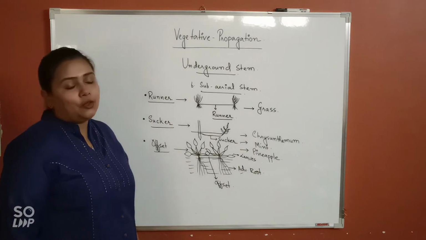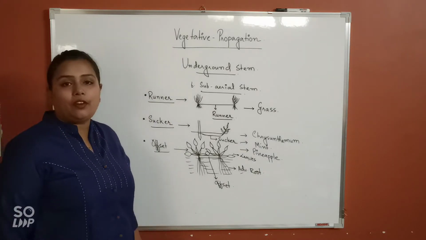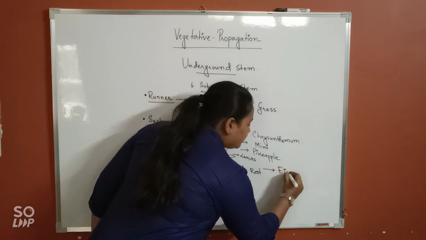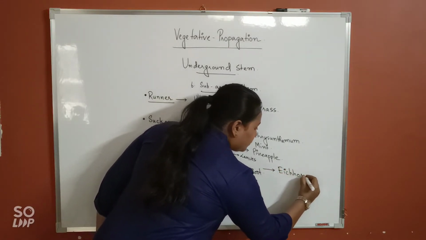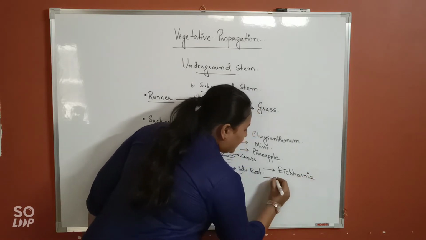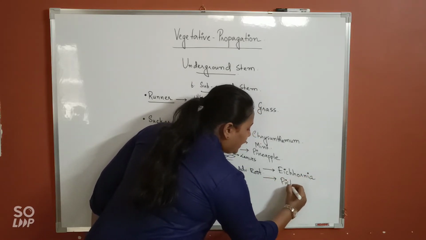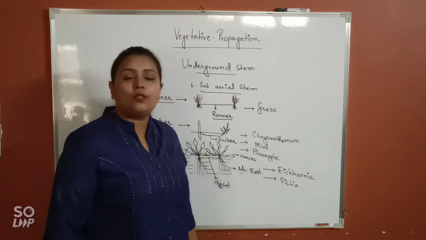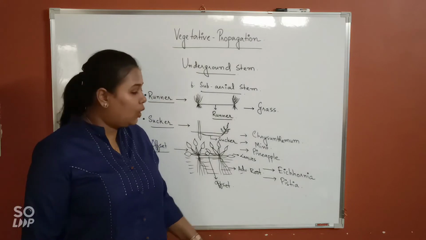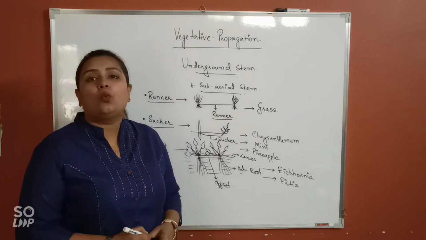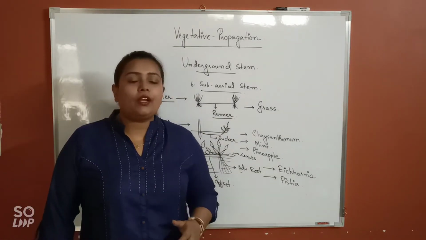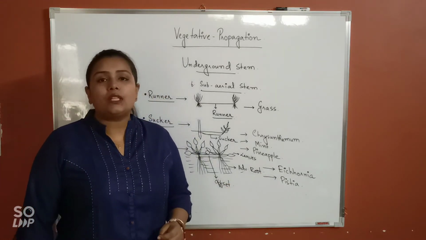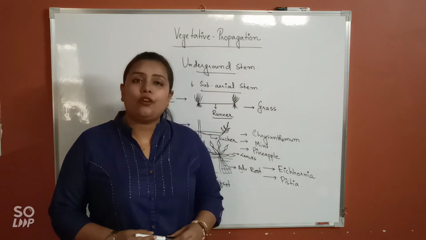This kind of plant you have seen, of course, is very commonly found in Eichhornia and Pistia. Eichhornia and Pistia are ideal examples of offset. Eichhornia is also commonly known as water hyacinth, whereas Pistia is known as water lettuce. Now there is one important thing that I would like to discuss with you regarding water hyacinth. Water hyacinth is also known as terror of Bengal.